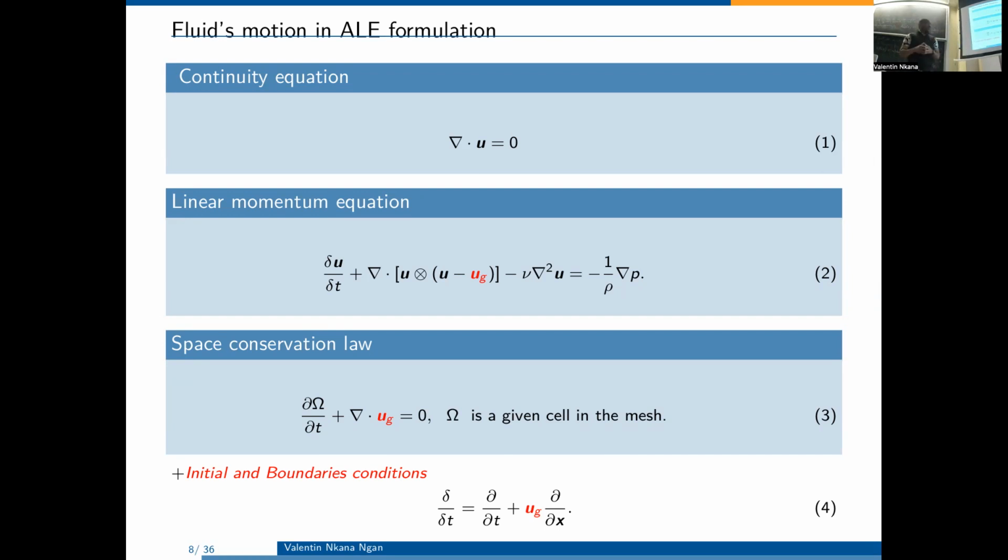Let me say some magnitude. And omega here is a given cell in the mesh. On top of that, we have initial and boundary conditions to close the problem. You can notice here that the time derivative is given in Eulerian form, so it's different from the standard one.